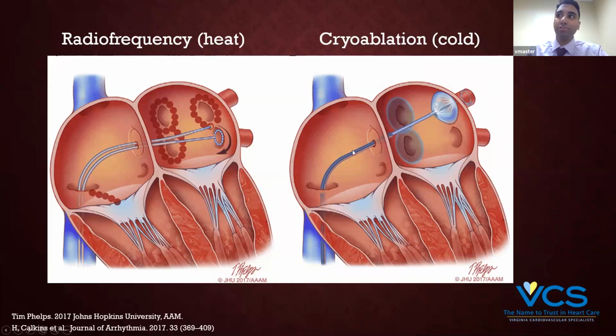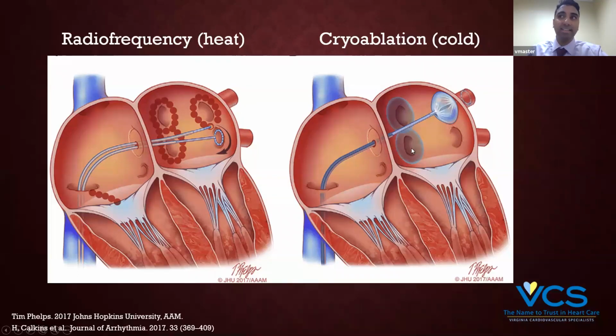When we use the cold energy, it's a little balloon that fills up with really cold liquid. And so whatever we push that against freezes. And so we push it against the muscle around those veins. And so it creates this continuous scar based on that area being frozen. We leave it there for a couple of minutes and then we come off.